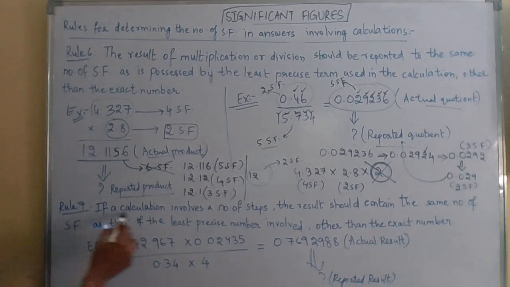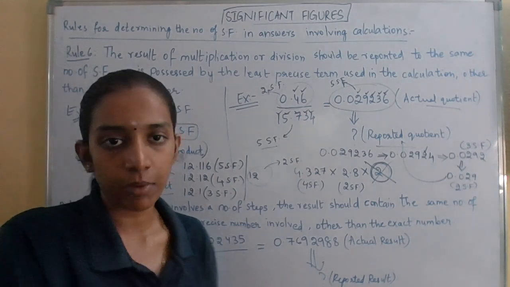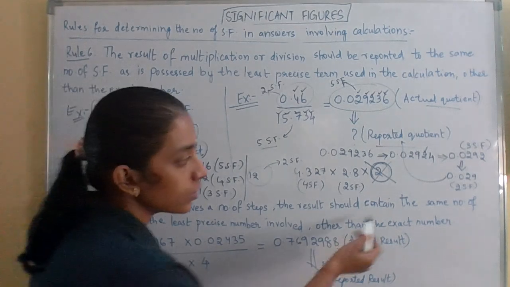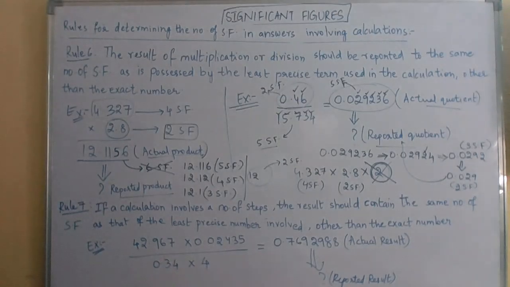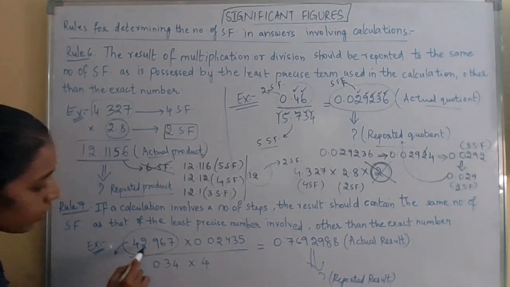Now rule 7: if a calculation involves a number of steps, addition, multiplication, division, subtraction, all combined in those calculations, then the result should contain the same number of significant figures as that of the least precise number involved, other than the exact number. Same as rule 6, you have to apply here. Here I'll explain this example.